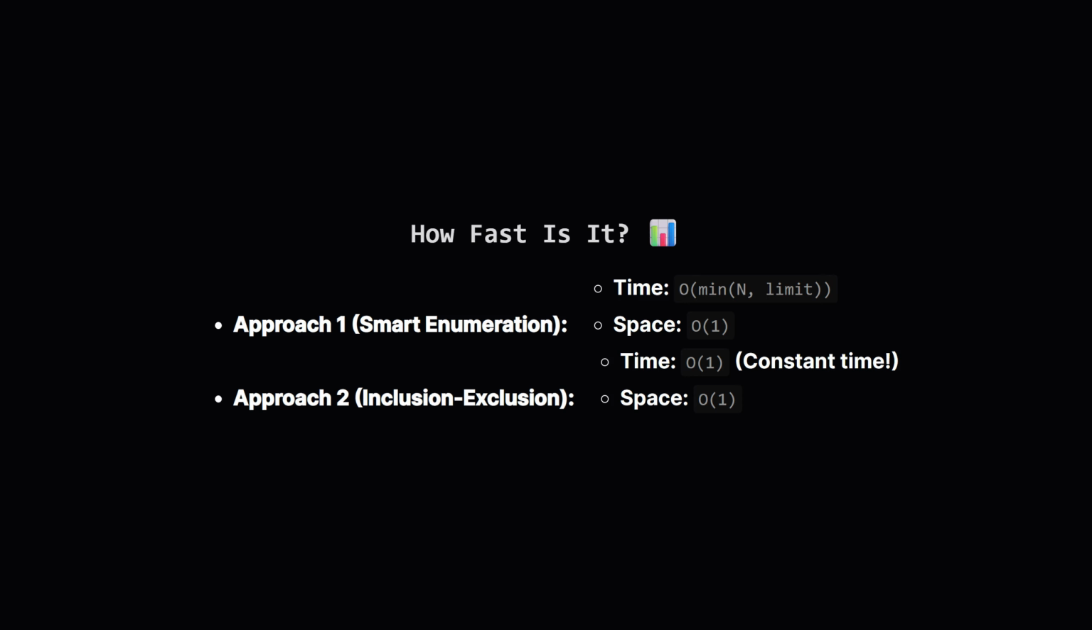The second approach, using inclusion-exclusion, is amazing. It just does a few calculations, regardless of how big n or limit are. So its time complexity is big O of 1, or constant time, and it also uses constant extra space. This is super efficient. Given the constraints, this constant time solution is definitely the way to go.